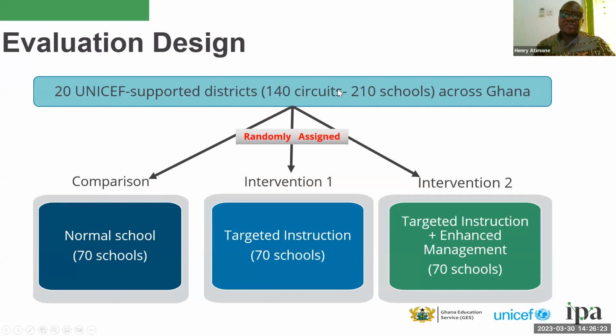So here is the evaluation design. To evaluate the STARS program, we used a circuit and school randomized control trial with some 20 UNICEF supported districts across Ghana. We first randomized 140 circuits within the 20 UNICEF supported districts to either receive a management training or receive no management training. Then within each non-management circuit, we randomly selected 2 schools, one for targeted instruction and the other for a control school.